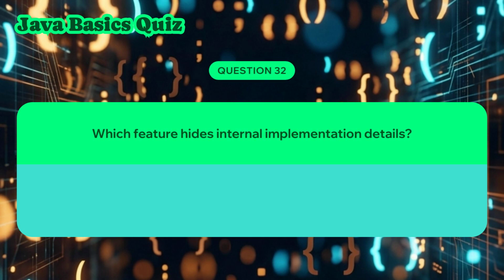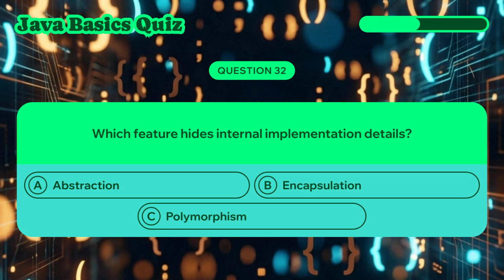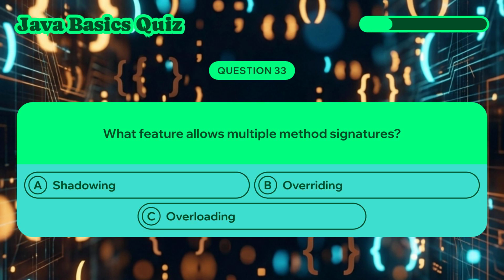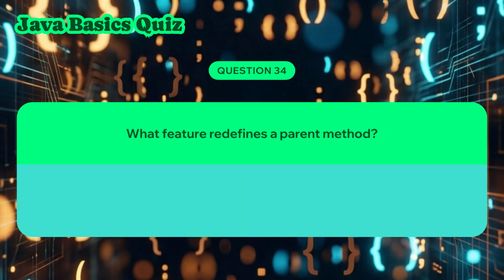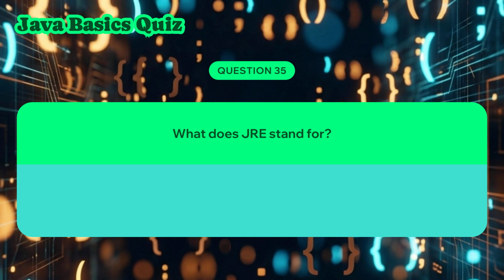Which feature hides internal implementation details? What feature allows multiple method signatures? What feature redefines a parent method? What does JRE stand for?